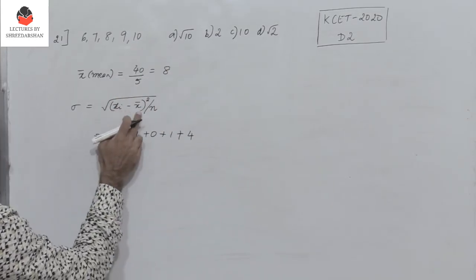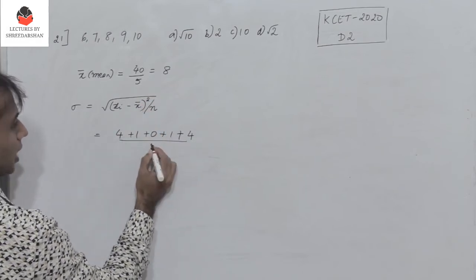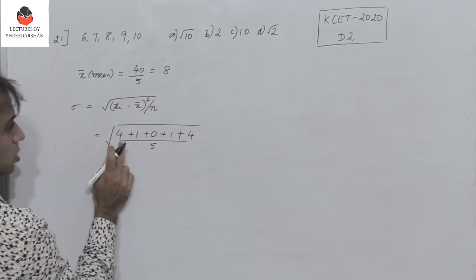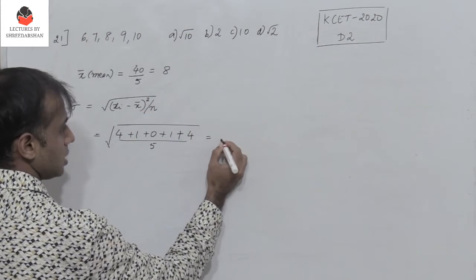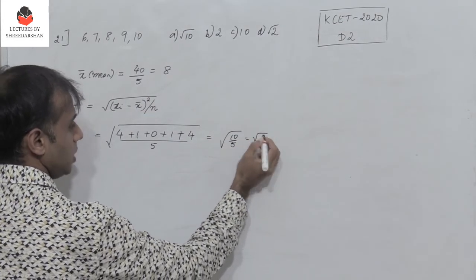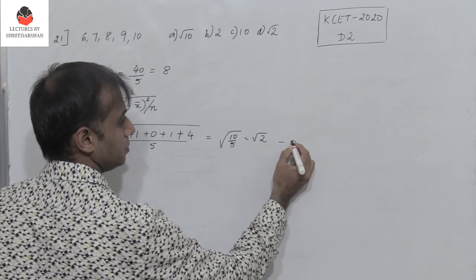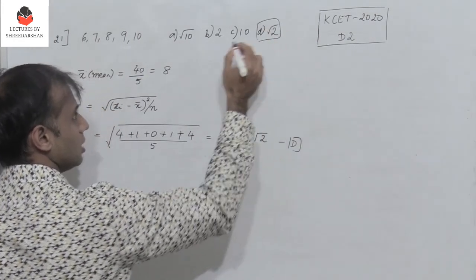So I've got the sum of xi minus x bar the whole square divided by n, which is 5, the whole root. So here this is 5 plus 5, which is 10 by 5, which gives me root 2. Okay, so the answer is D. So D happens to be the right answer.